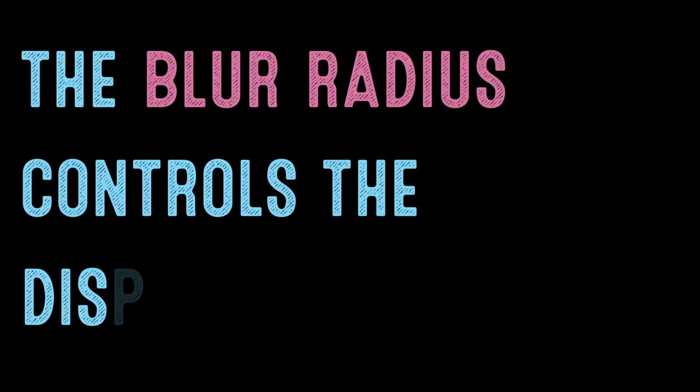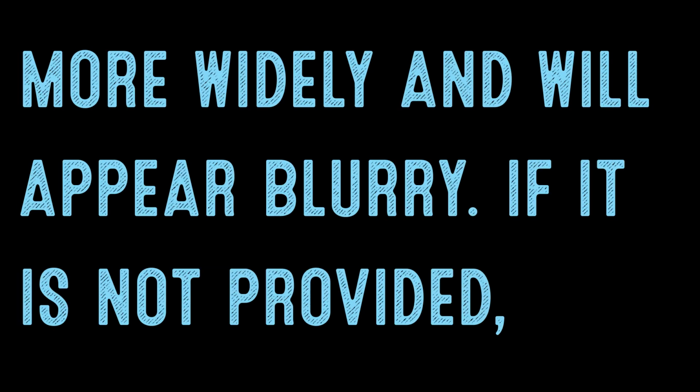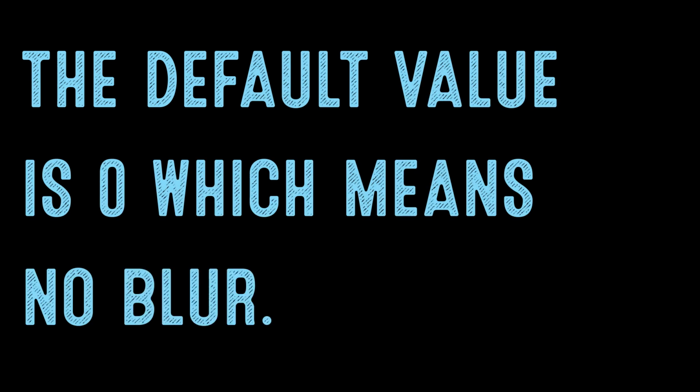What is blur radius? The blur radius controls the dispersal of the shadow. A higher value means the shadow is dispersed more widely and will appear blurry. If it is not provided, the default value is 0, which means no blur.